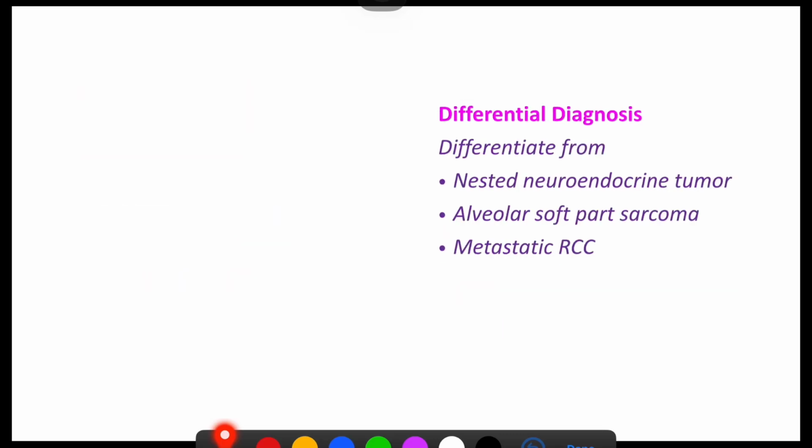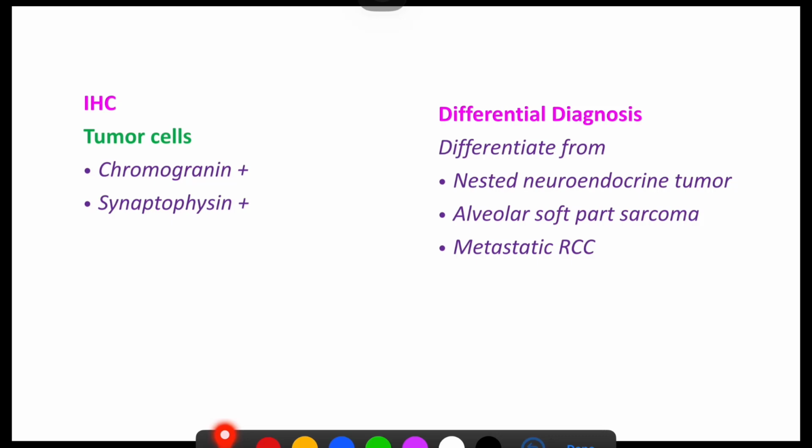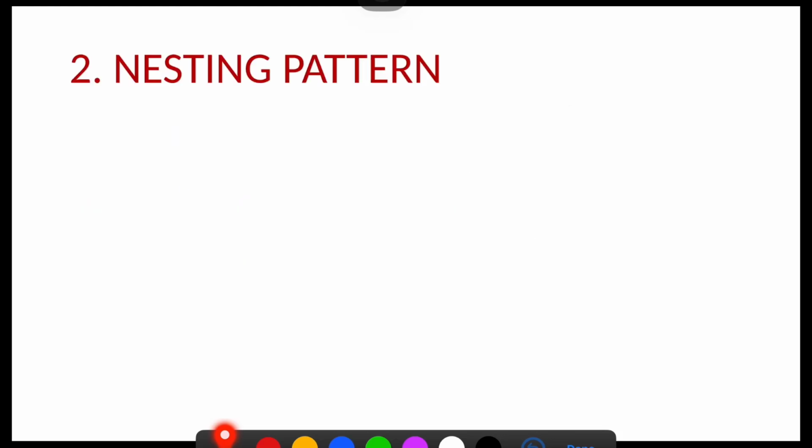Now, differential diagnosis. We have to differentiate it from nested neuroendocrine tumor, alveolar soft part sarcoma and metastatic RCC. Here IHC markers are helpful. Tumor cells are mostly chromogranin positive, synaptophysin positive, INSM1 positive, and the sustentacular cells are beautifully positive with S100 marker, right? Along with this, SOX10 is also positive. So, this was about Zellballen pattern.